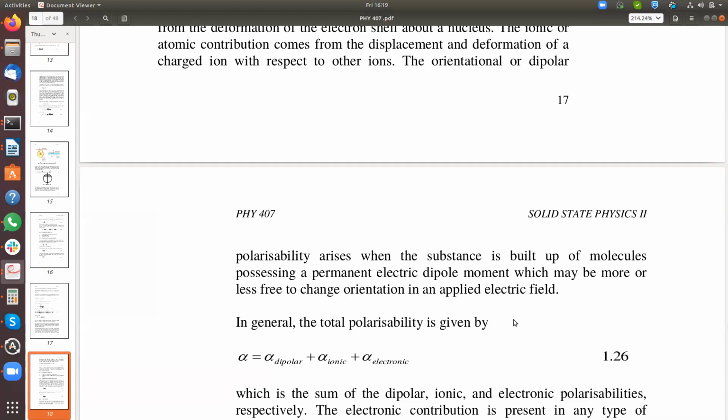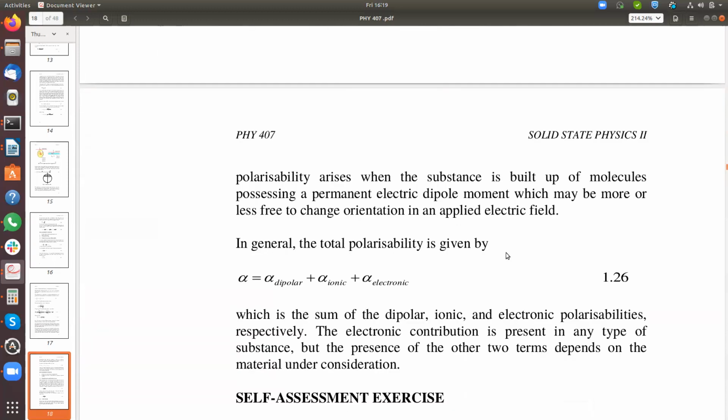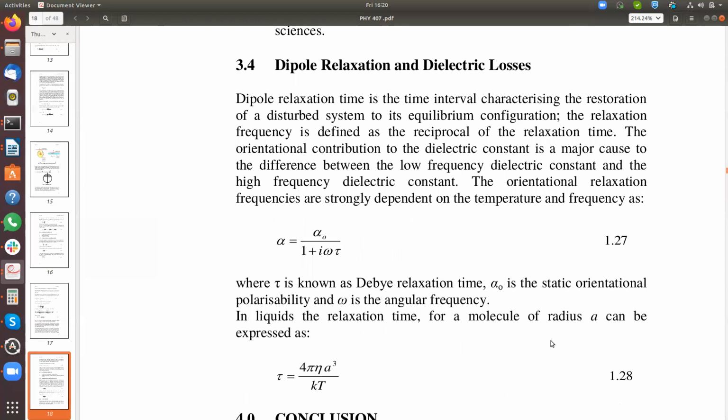So in general, the total polarizability is given by this now. Since we have three contributions, the one coming from dipolar, the one coming from ionic, and the one coming from electronic, the addition of the three gives you the polarizability of a substance, which is the sum of the dipolar, ionic, and electronic polarizabilities respectively. The electronic contribution is present in any type of substance, but the presence of the other two terms depends on the material under consideration. Is that taken?